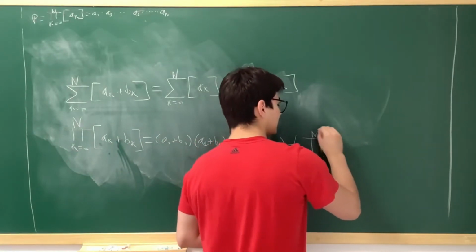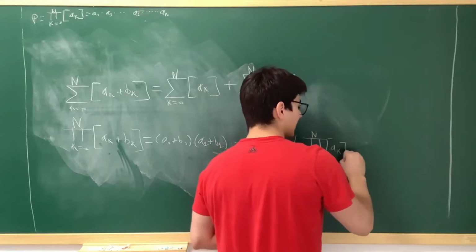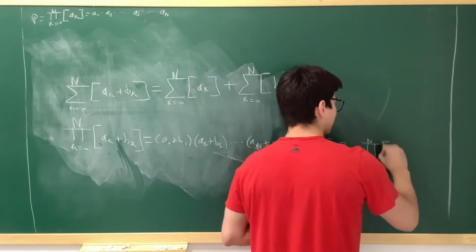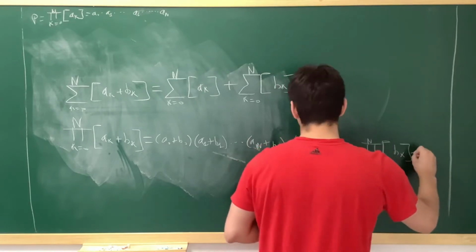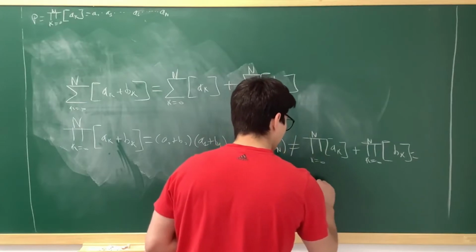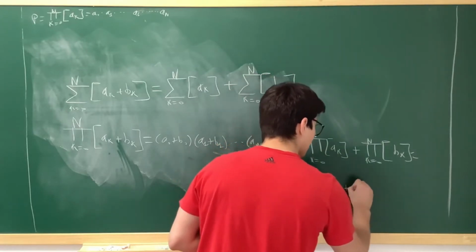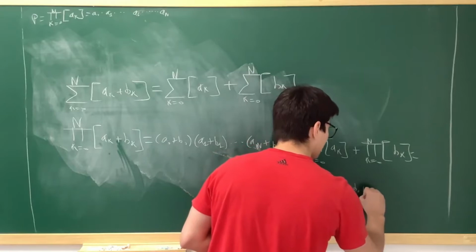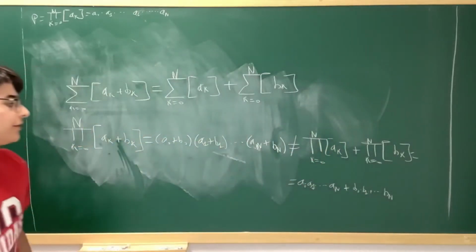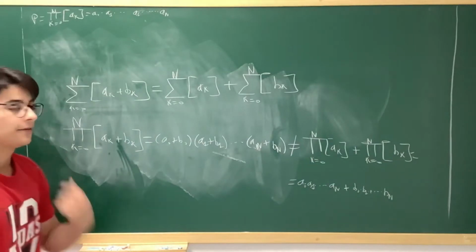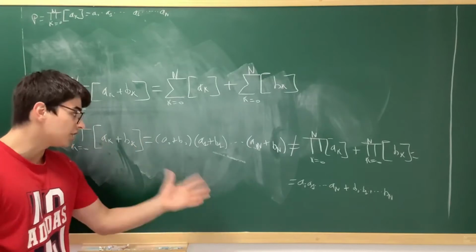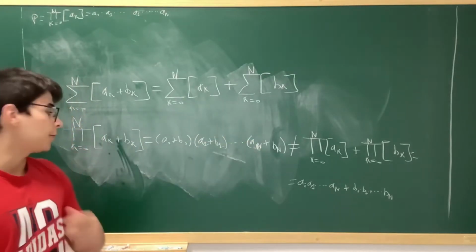Let me just write this. This is not equal to the product of a_k plus the product of b_k. Which, well, this would be just a_0, a_1, so on up to a_n plus b_0, b_1, up to b_n. Of course, this does not hold. Maybe in some special cases we can find some a_k and b_k for which it is satisfied, but in general, this relation does not hold.